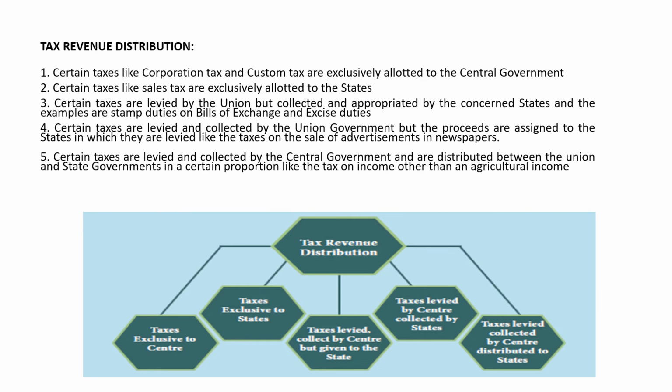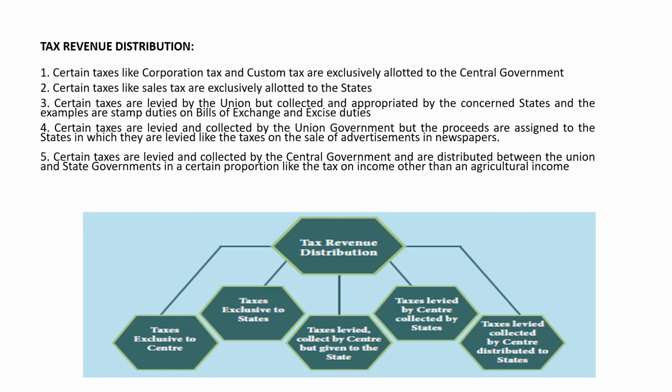Tax revenue distribution. Certain taxes like corporation tax and customs tax are exclusively allotted to the central government. Certain taxes like sales tax are exclusively allotted to the state government. Certain taxes are levied by the union but collected and appropriated by the concerned states, and the examples are stamp duties on bills of exchange and excise duties.